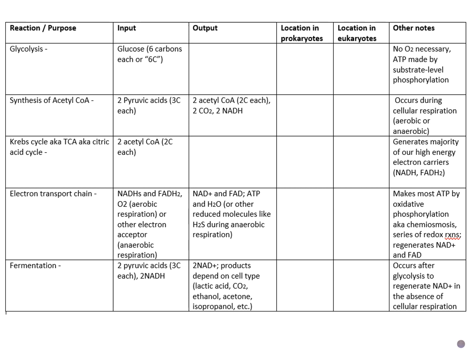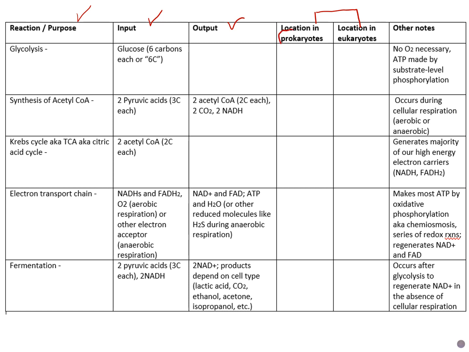The main goal of this week's homework assignment is to fill out this table, and you will post it on a discussion in order to summarize the learning from Chapter 7. We really care about the reaction or purpose of each of these steps, what goes in, and not every single molecule or compound, but we're really looking at the main players that go in, what comes out, where these reactions happen in prokaryotes and eukaryotes.